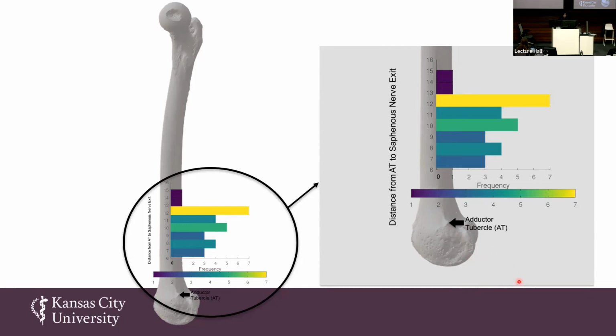Because of our code, we were able to represent the approximate distance of the nerve's exit from the adductor tubercle. Essentially, the distance from this black arrow to the first bin is 6 centimeters. Just a fun visual.